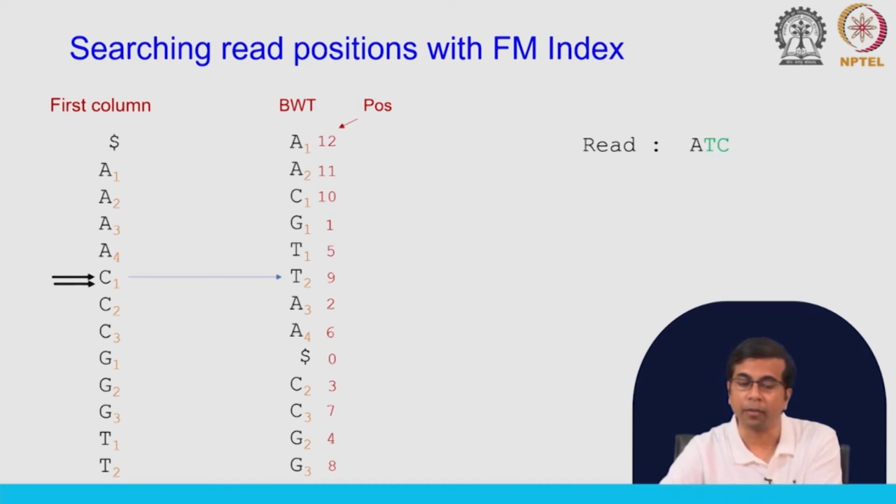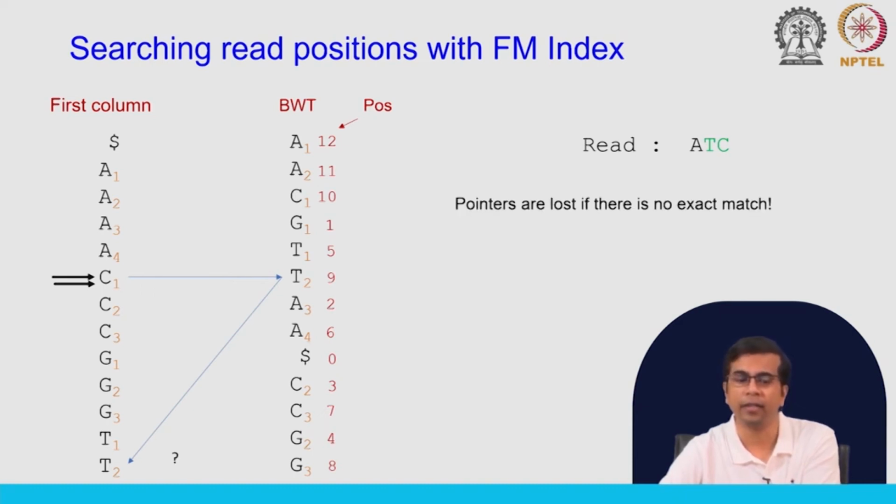So, what do we observe? We have T before C, right. So, this matches the second letter in the read. So, you can see here, T C, we have found T C. Then we use last first mapping. So, here is the last first mapping, and we found T 2, and what we see is G occurs before this T, right. But there is no G in our read. So, the pointers are lost immediately if there is no exact match.